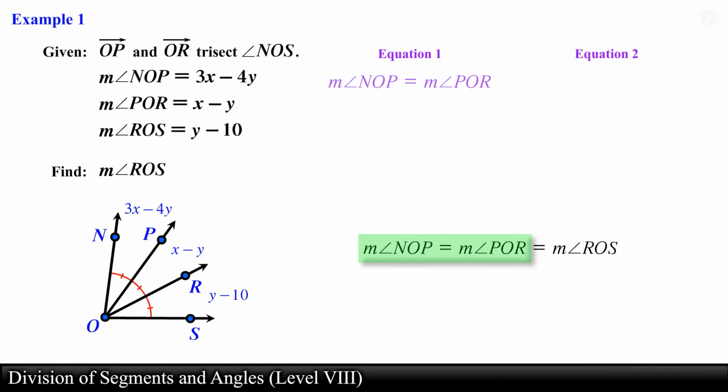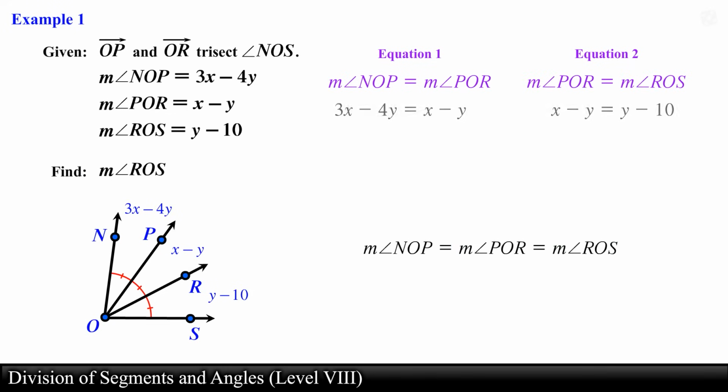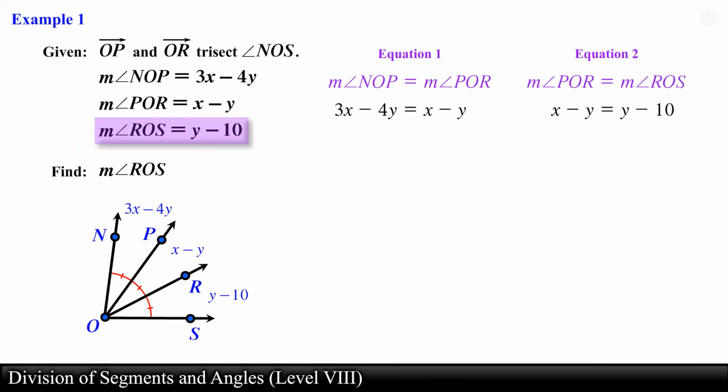So let's use the first two equations and substitute the corresponding algebraic expressions for each angle. Next, we notice that the algebraic expression for angle ROS only contains the variable y. So we only need to determine the value of this variable, and we do not need to know the value of the variable x. With this in mind, let's go ahead and solve for x in the first equation.